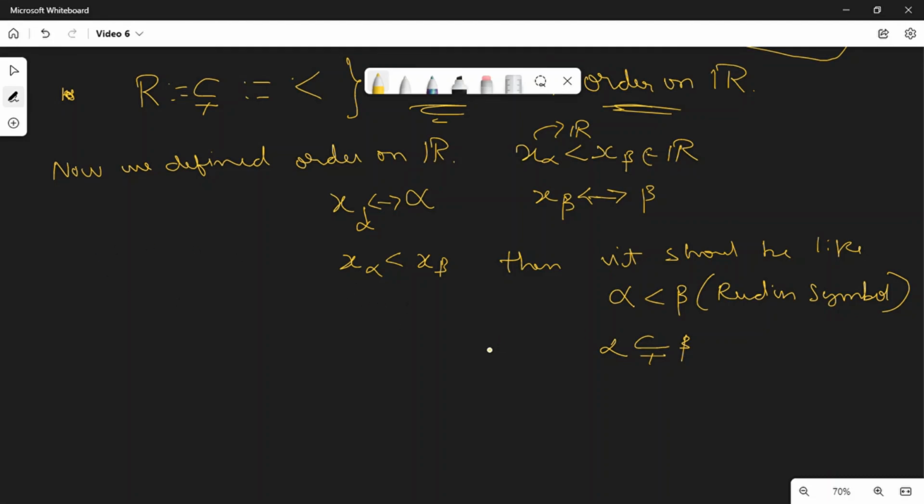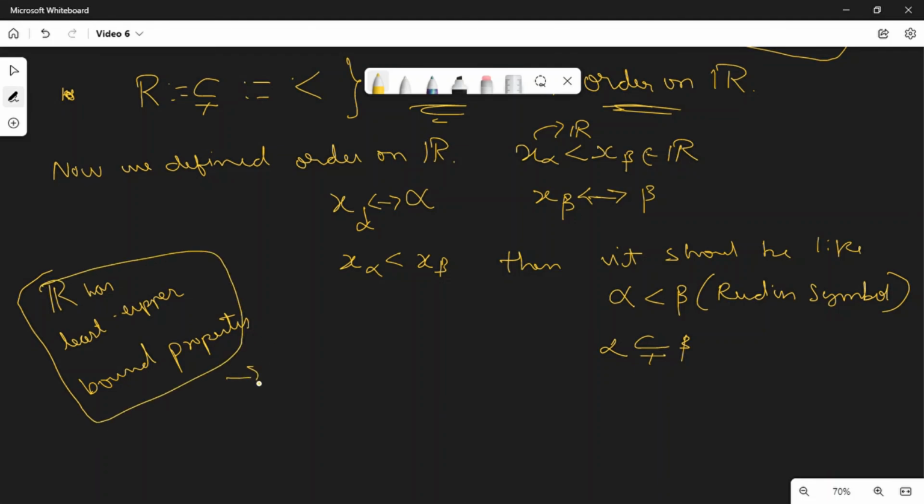All right. So in the next video, we are going to prove that R with this order has the least upper bound property. So this is what we are going to deal with in the next video.